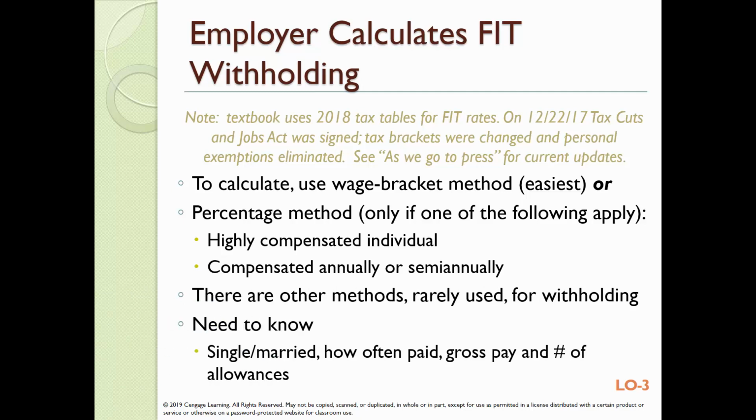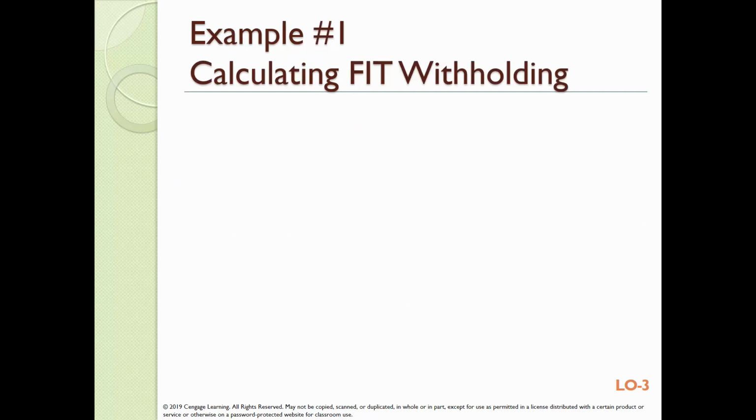What you need to know are three things. Are you single or married? That comes from the W-4. How often are you paid? Actually, four things, sorry. How often are you paid? Obviously, you know that. How often do you run payroll? Gross pay, which I'm going to calculate. And the number of allowances, which comes from the W-4.